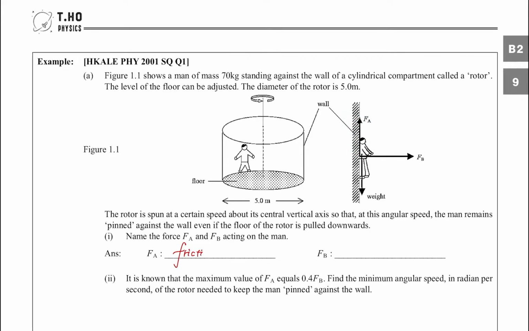We are going to name it. Fa is acting upwards, so this is actually the friction between the wall and the man, so it's friction F. Fb is the normal reaction force on the man by the wall.